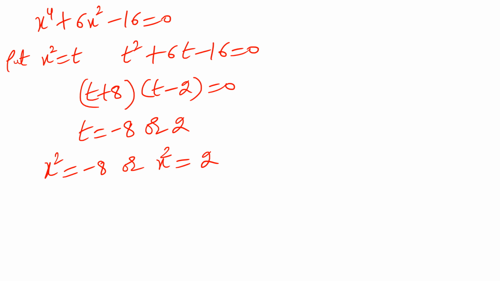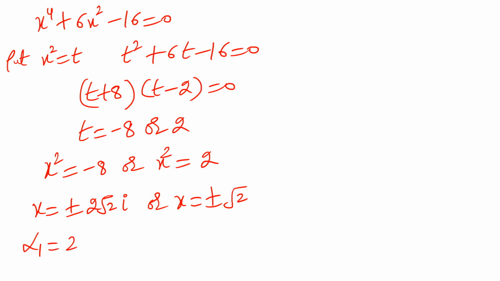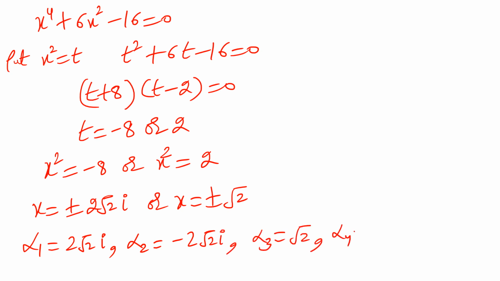Fine. Now either x is equal to ±2√2 i or x is equal to ±√2. So that means out of 4 roots, 2 roots are complex roots and 2 roots are real. Now let's consider α1 as 2√2 i, α2 as -2√2 i, α3 equal to √2 and α4 equal to -√2. Now just find their modulus and put in this particular expression.